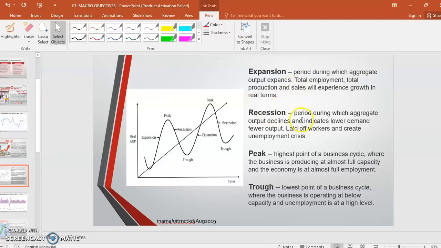Recession, period during which aggregate output declines and indicates lower demand, fewer output. Okay, fewer output. Laid off workers can create unemployment crisis. Okay, so pada masa ni banyak kilang ditutup, pendapatan berkurang, output berkurang. So the factory terpaksa tutup. Okay, terpaksa buang pekerja. Okay, masa ni lah unemployment rate meningkat.